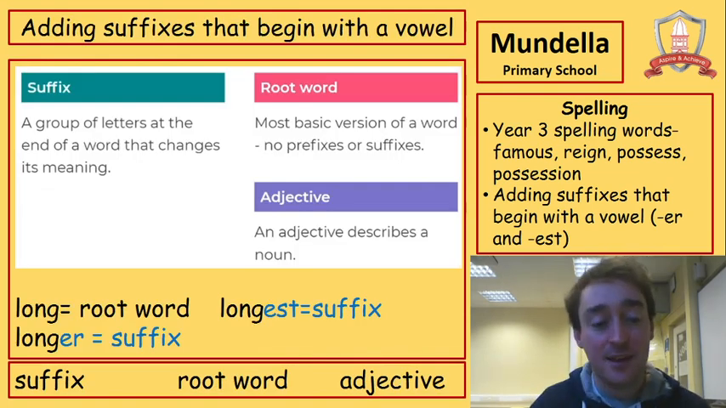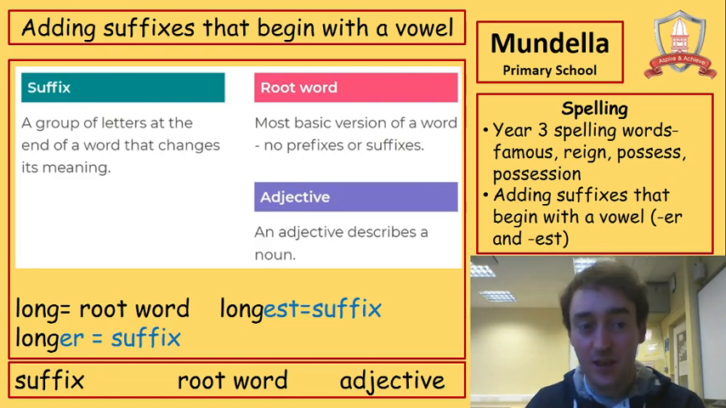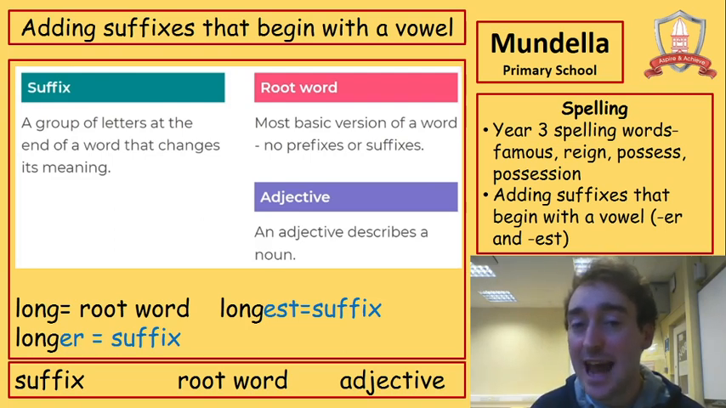So here's something we need to know about today. We have the terms suffix, root word and adjective. A suffix is a group of letters at the end of a word that changes its meaning. A root word is the most basic version of a word, so there is nothing at the beginning, nothing at the end. It has no prefixes or suffixes. And finally an adjective, well, we all know that, don't we? An adjective describes a noun.